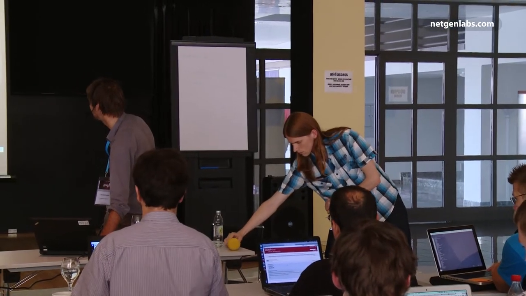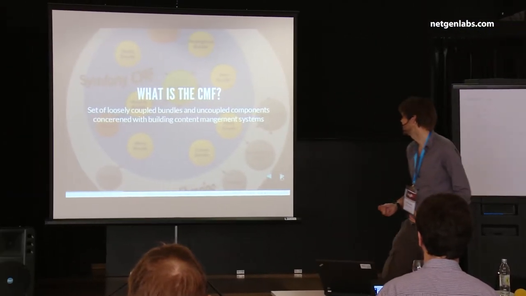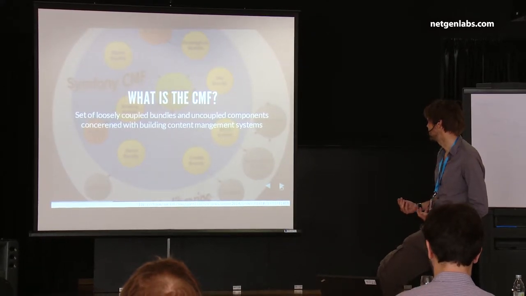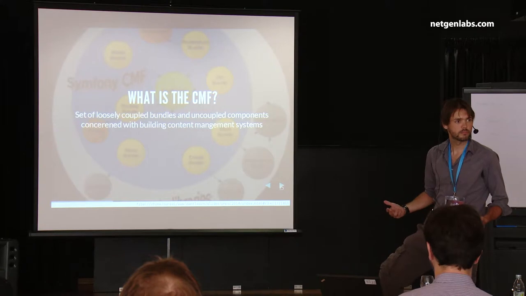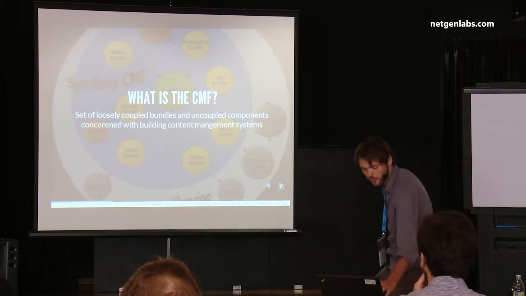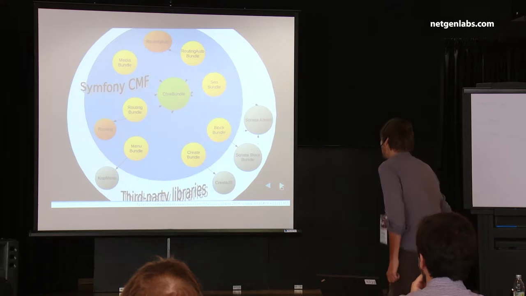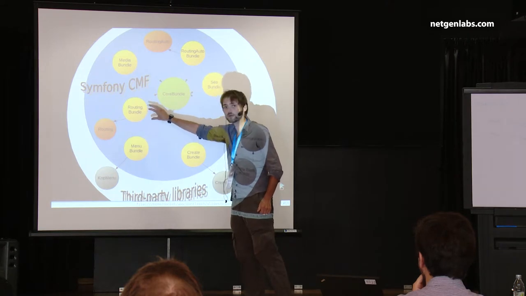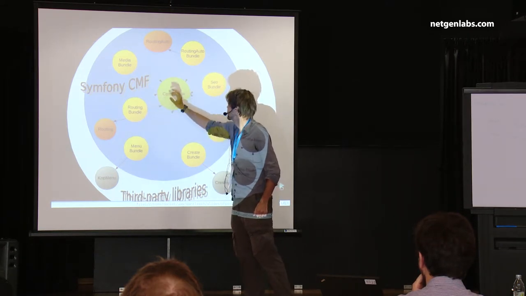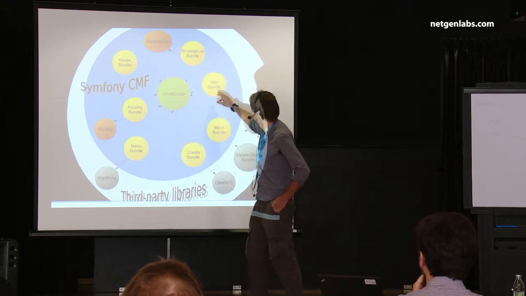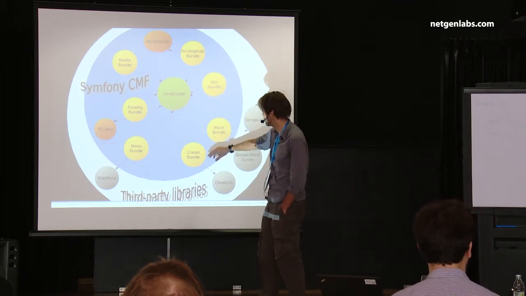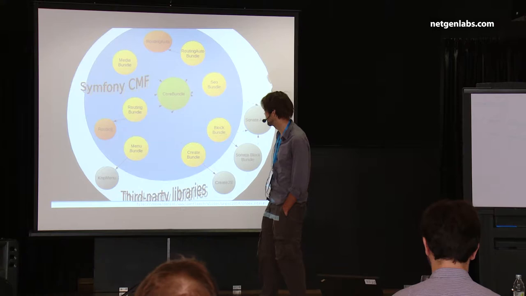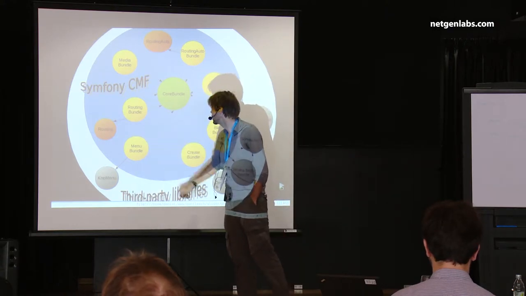So what is a CMF? So the CMF is a loosely coupled set of bundles and uncoupled components concerned with building content management systems. So in the CMF, we have bundles for routing. This is probably the most important bundle in the CMF. There's a media bundle, there's a routing auto bundle, an SEO bundle, blog bundle, create bundle. Create is for editing content with JavaScript on the front end, and a menu bundle.